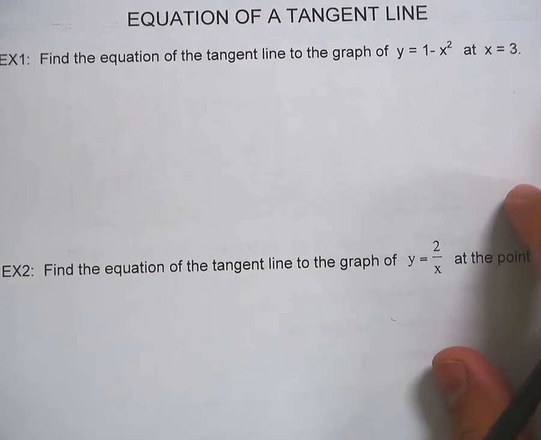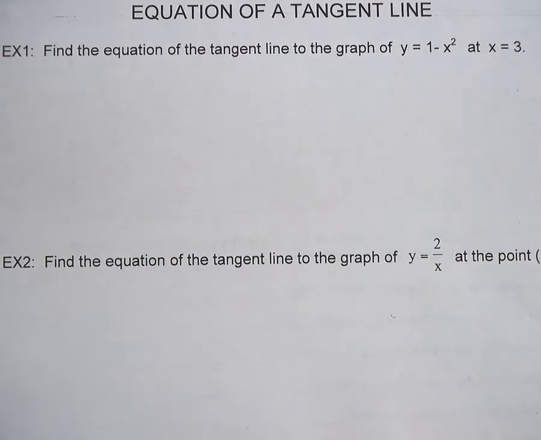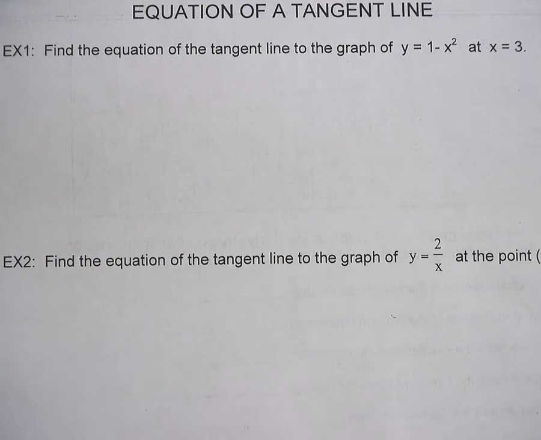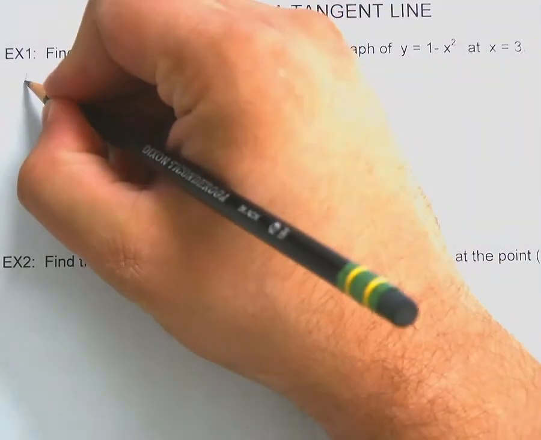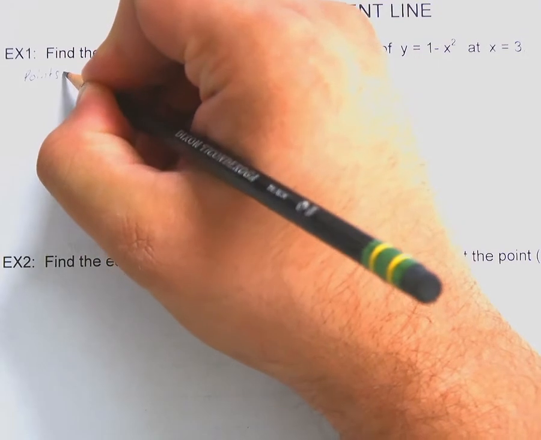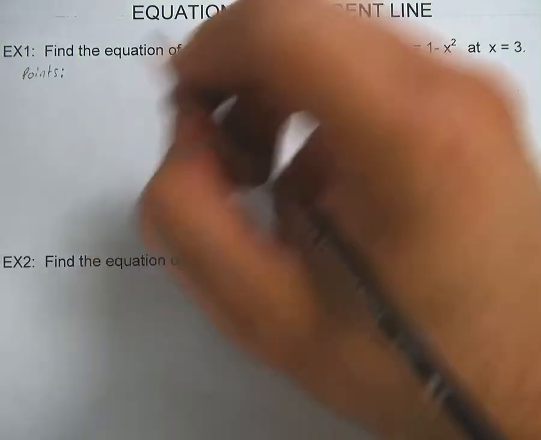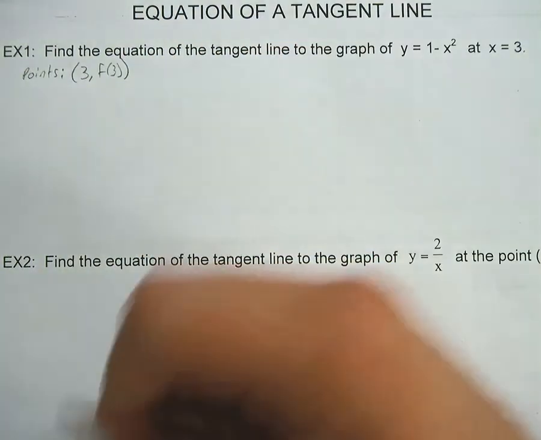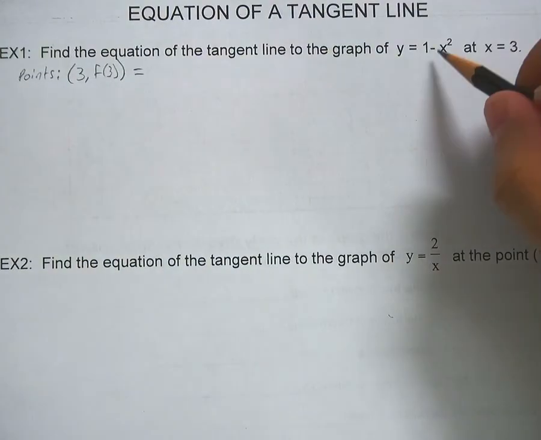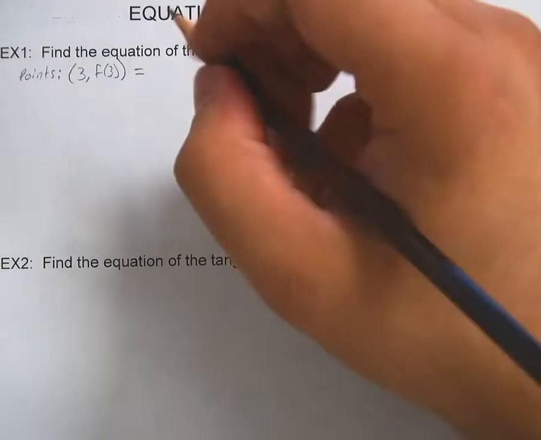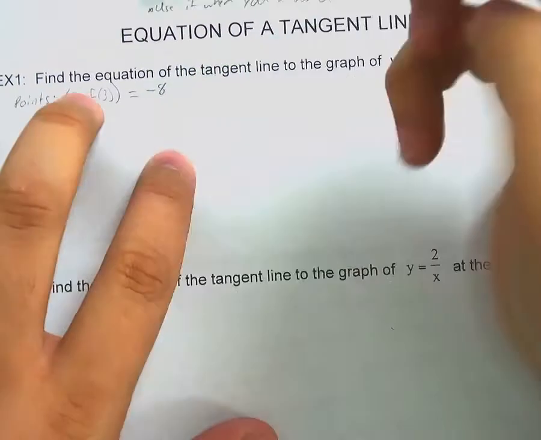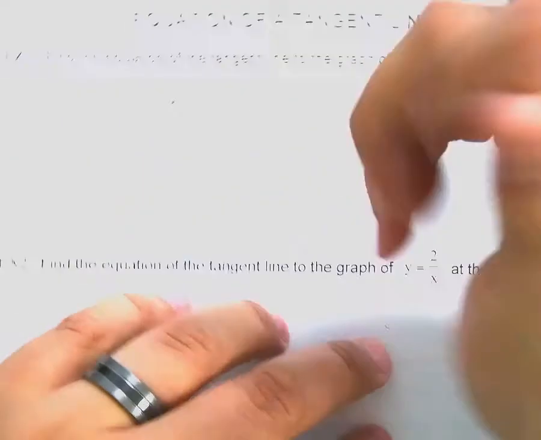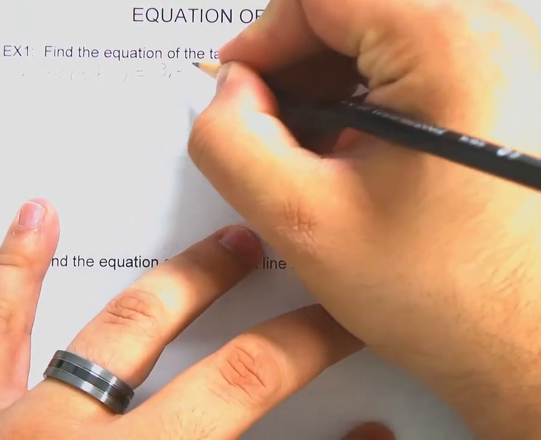Find the equation of the tangent line to the graph of y equals 1 minus x squared at x equals 3. So first thing, you have a couple of points here. One of those points is 3, comma, f of 3, which is going to give you, if you plug a 3 in right here, 3 squared is 9, 1 minus 9 is negative 8. So the point here is going to be 3, comma, negative 8.